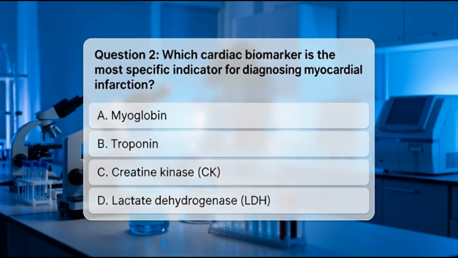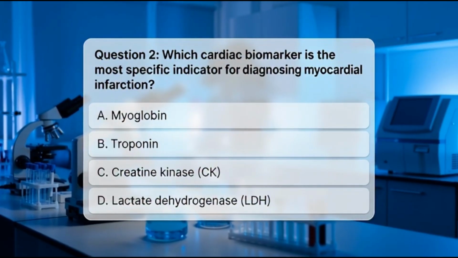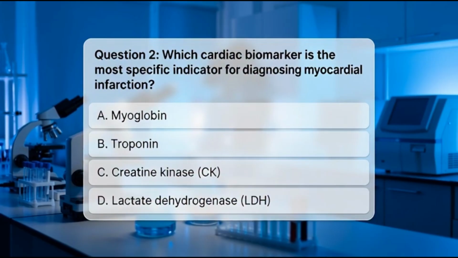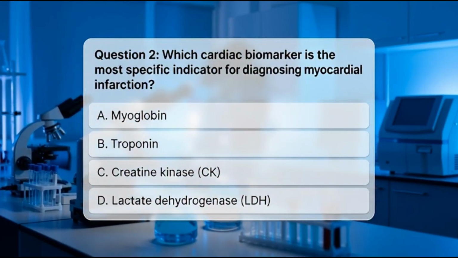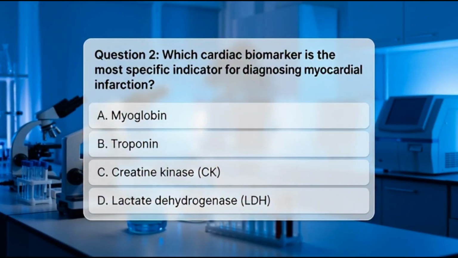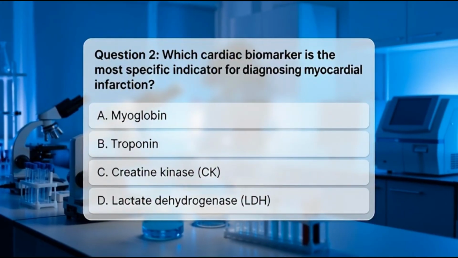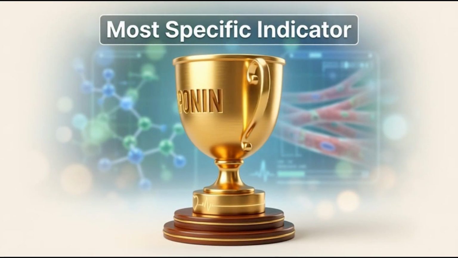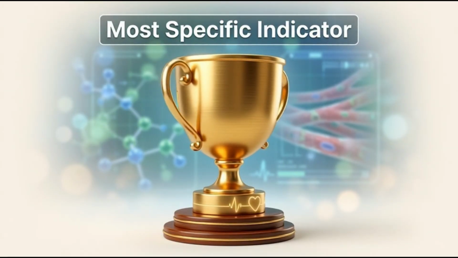Question number 2. Which cardiac biomarker is the most specific indicator for diagnosing myocardial infarction? A. Myoglobin. B. Troponin. C. Creatine kinase. D. Lactate dehydrogenase. The correct answer is B. Troponin. Troponin is the most sensitive and specific biomarker for heart muscle injury.